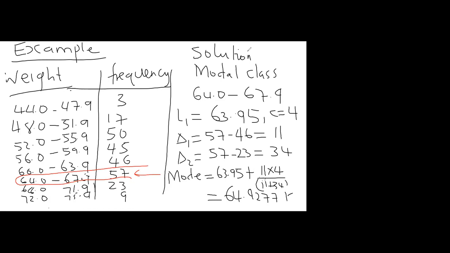64.9277. Sometimes, if you want, you can put the units for the mean and the rest. That's what we call the mode. Then it ends with 8. It can end with 8, okay. So, I want the mode, that's how we do it.